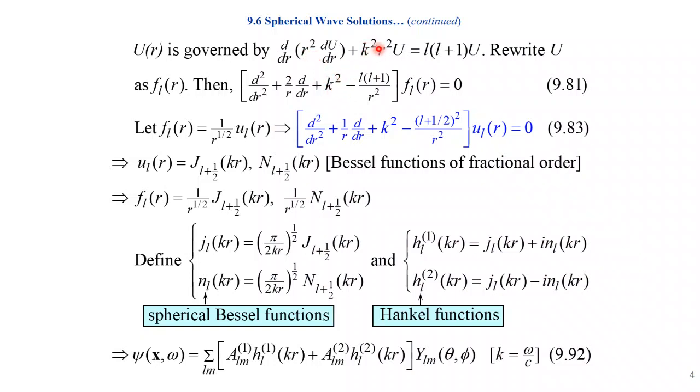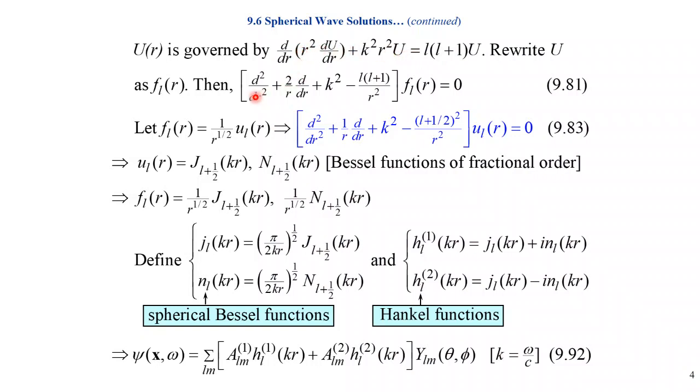K squared comes from here. We divide it by R squared. When this one works on this one, it gives this one. When this one gives us 2 pi R plus, so we have 4 terms: 1, 2, 3, 4.